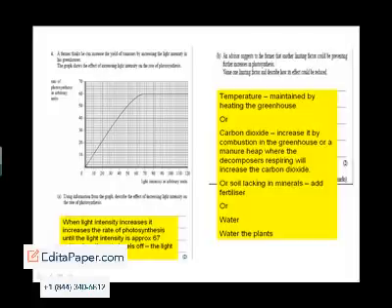Carbon dioxide. Plants need carbon dioxide to photosynthesize. Now here we need to increase the CO2. We could do it by combustion, by burning something in the greenhouse, or perhaps a manure heap. Here the decomposers that live in the manure heap, decomposing it, will respire and hence increase the CO2. The soil might be lacking in minerals, so we could add some fertiliser. Or water. Plants need water for photosynthesis. We can simply water the plants.